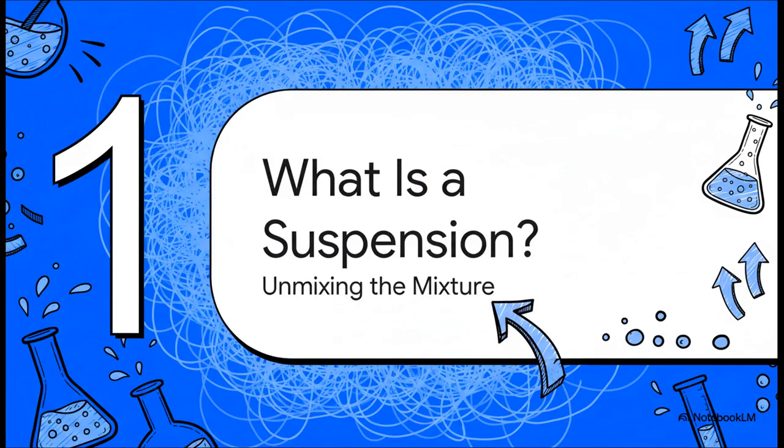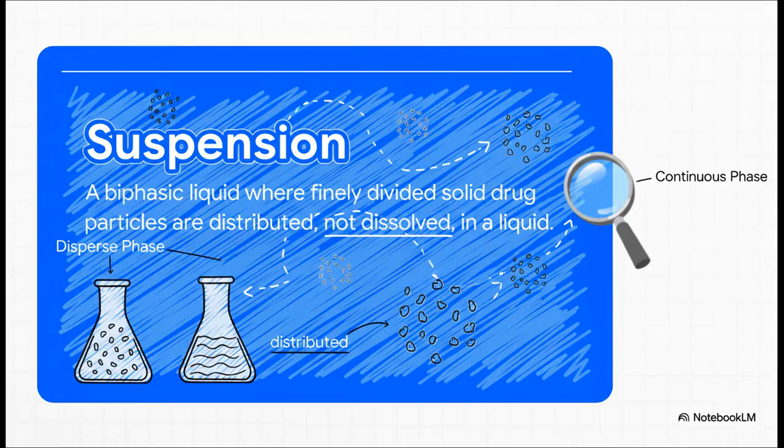Okay, so to get why we shake it, we first have to know what it is we're shaking in the first place. So what in the world is a pharmaceutical suspension? Let's break down the official definition. Now, there's some interesting lingo on this slide. It's called biphasic, which just means it has two distinct parts or phases. You've got the dispersed phase, which are these tiny solid particles of the actual drug, and then they're just kind of floating around in the continuous phase, which is the liquid. The most important word here? Distributed. They are not dissolved.